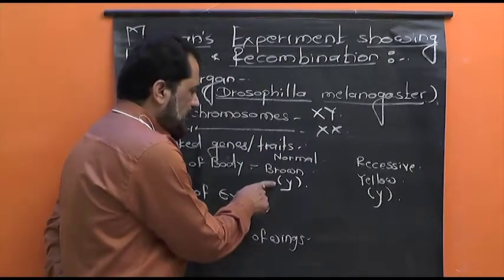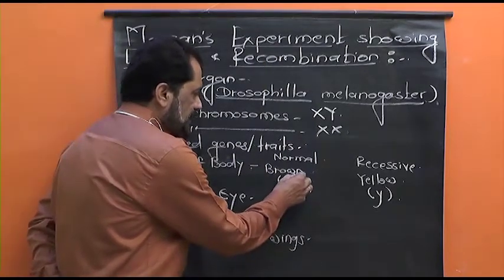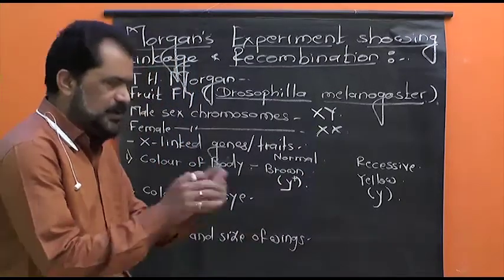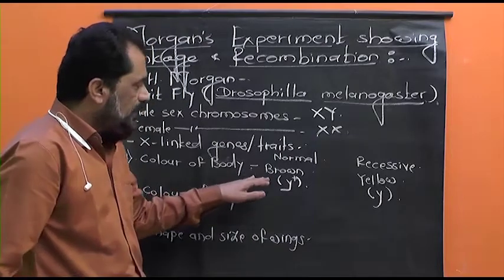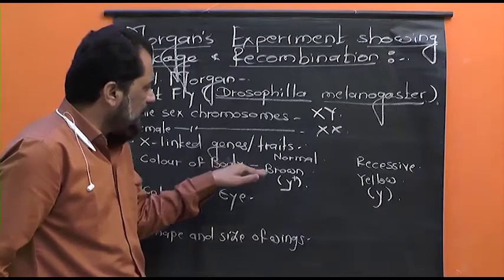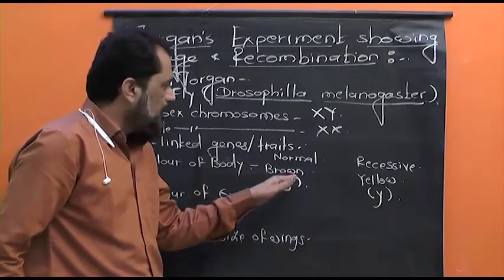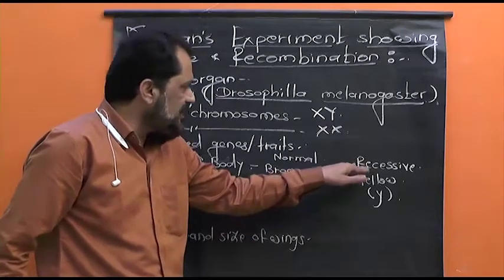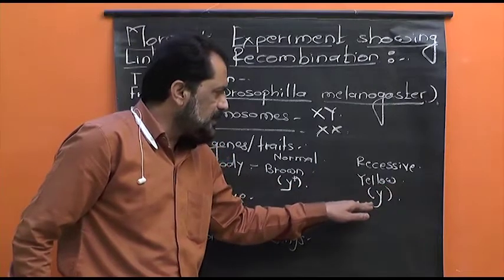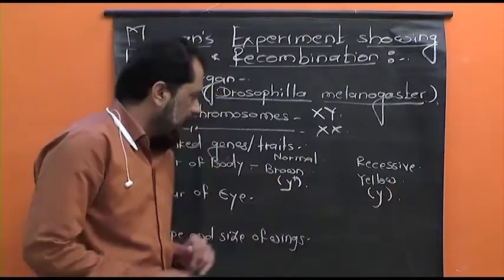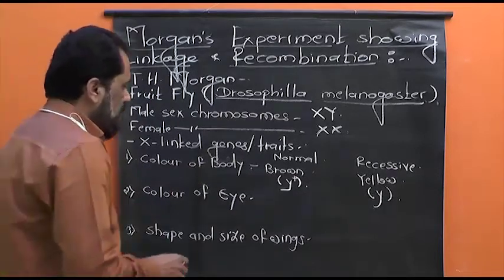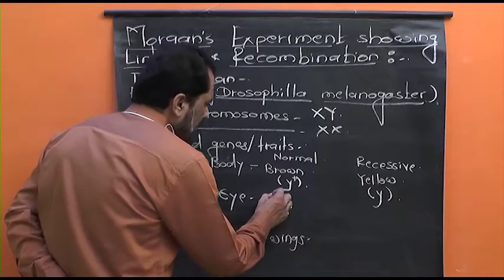Just a minute. Here the dominant genes are always represented by the symbol plus. You must remember that the dominant wild gene controlling the brown coloration of body is Y plus, and the recessive gene controlling yellow coloration of body is small y. Color of eye, second character. The normal color of eye is red.